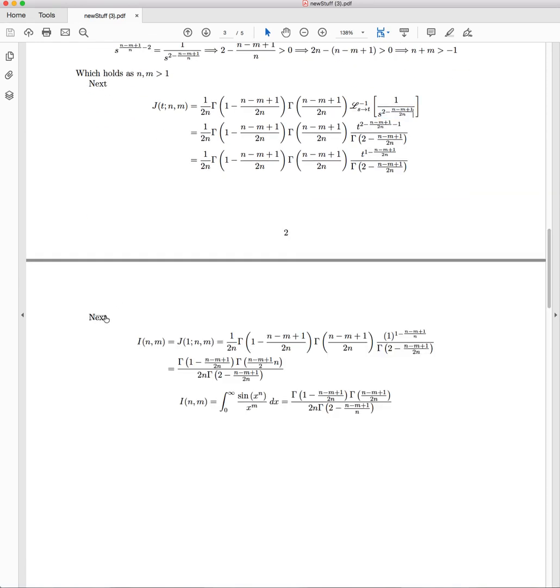Okay, so let's do that. So I of n comma n is equal to j of 1. So remember when we evaluated t is equal to 1, n comma n. So we have this component here, which is what we have here. And then you'll see here, where there was t before, I've just replaced it with 1 to the power of 1 minus n plus 1 over n divided by the term that we had before. That's just 1.